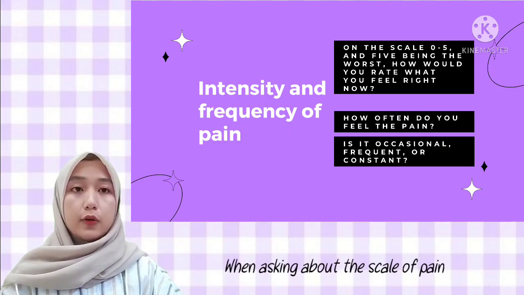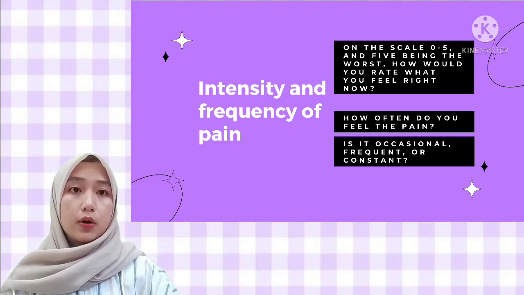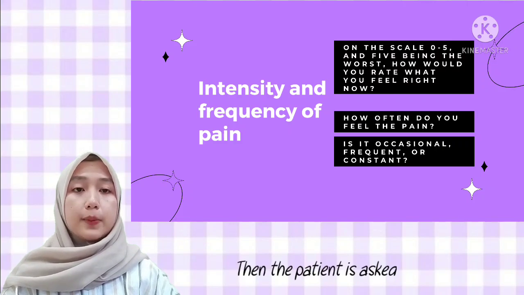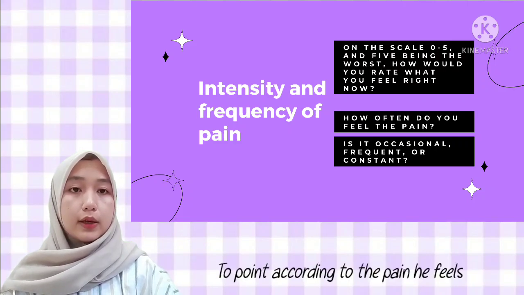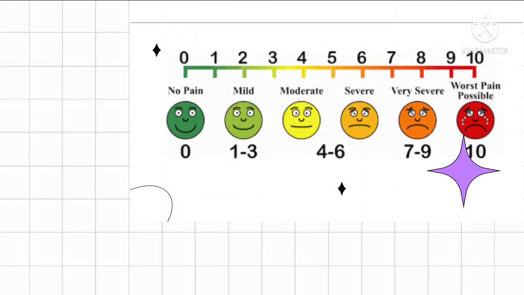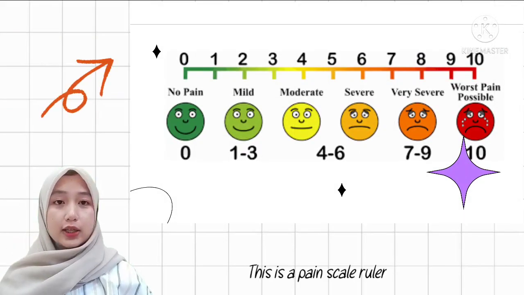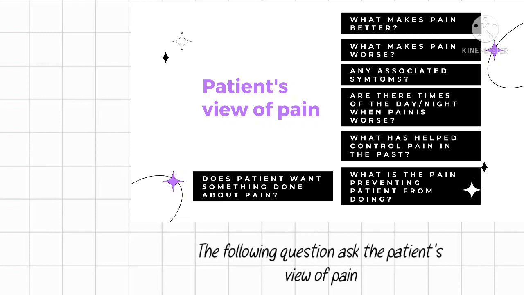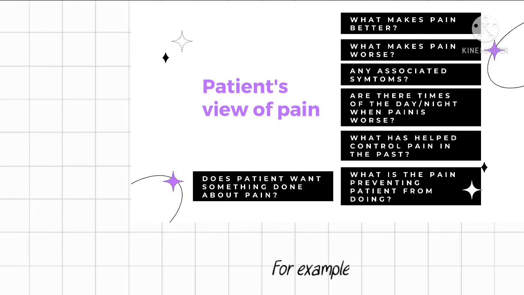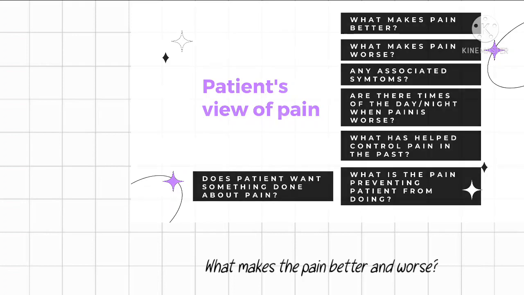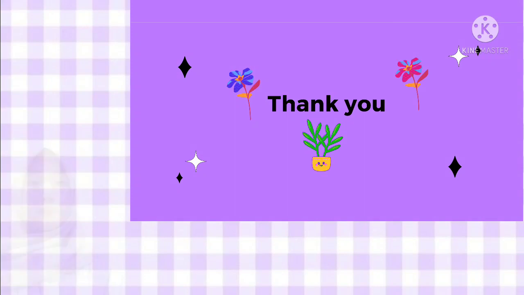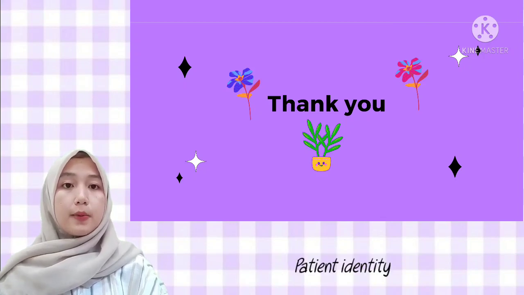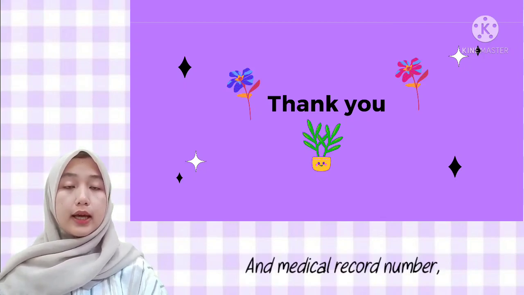When asking about the scale of pain, the nurse provides a pain gauge in the form of a picture of expressions accompanied by a pain scale number. Then the patient is asked to point according to the pain he feels. This is a pain scale ruler. The following question asks the patient's view of pain. For example, what makes the pain better and worse? After completing the pain form, the nurse does not forget to fill in the pain assessment date, patient identity, and medical record number, and sign the form.